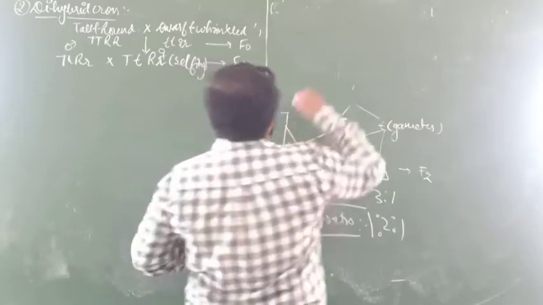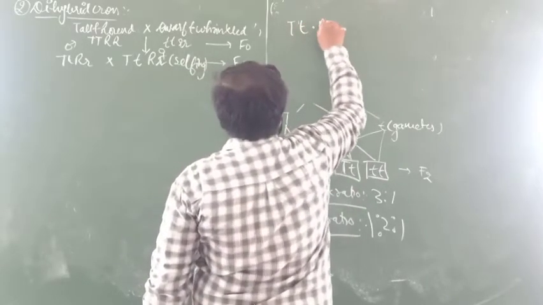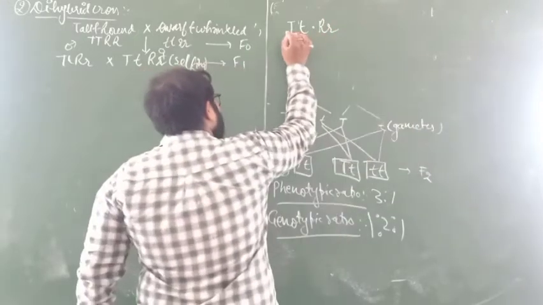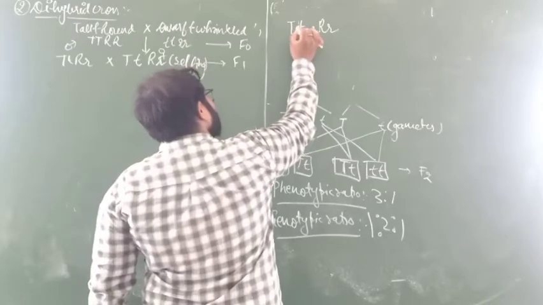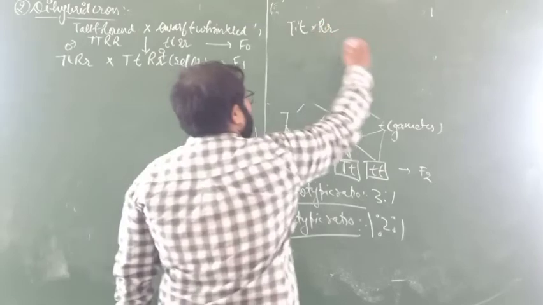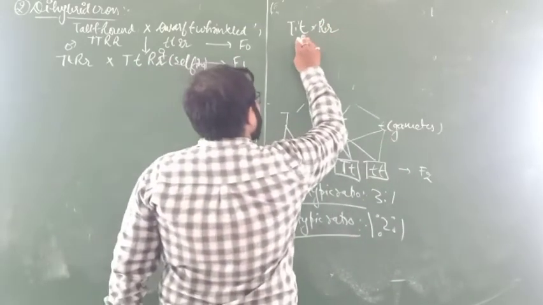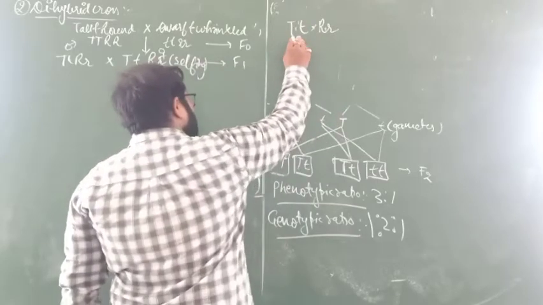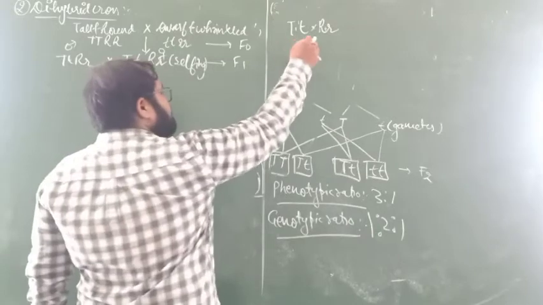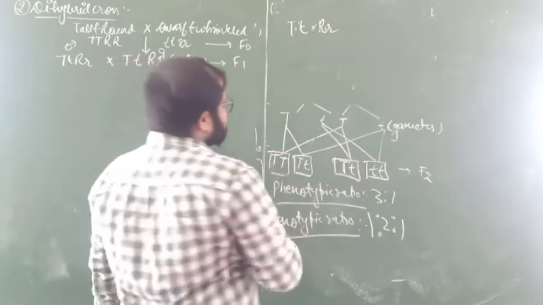Suppose that capital T, small t, and capital R, small r. In between the capital T and small t there is a plus sign, and in between the capital R and small r there is also a plus sign. But in between the capital T small t and capital R small r, there will be a multiplication sign.